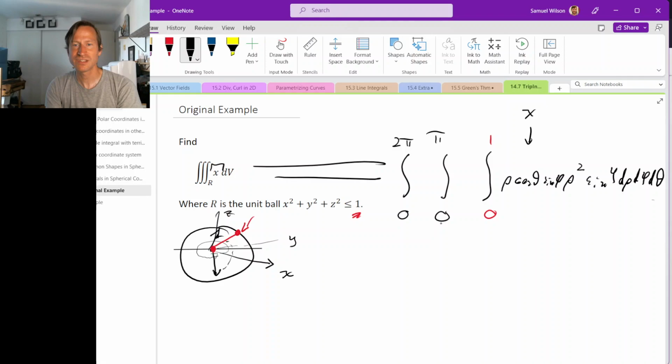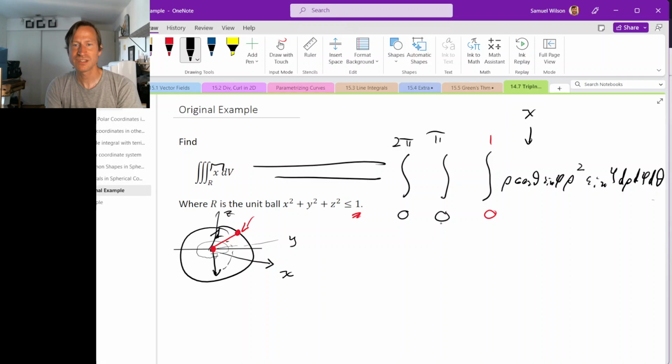x dv. Notice that what so often happens has happened again. This is a product of a function of rho, a function of phi, and a function of theta. So we can separate, and all the bounds are constants, so we can separate this triple integral into 3 separate one-variable integrals. So taking our theta integral, that's from 0 to 2 pi of, let's see, the only place cosine shows up is right there.